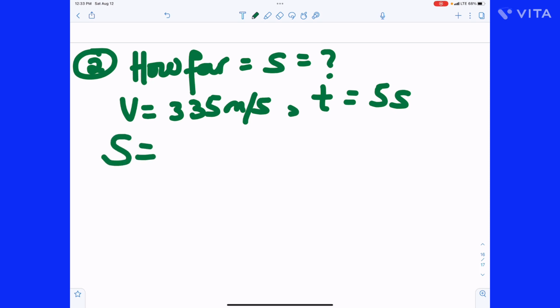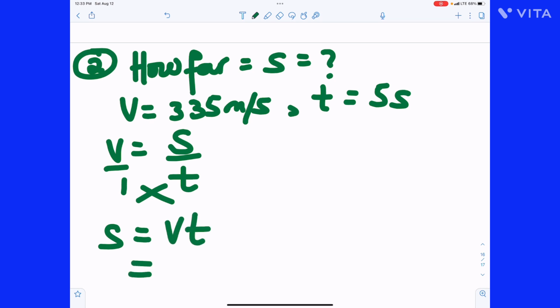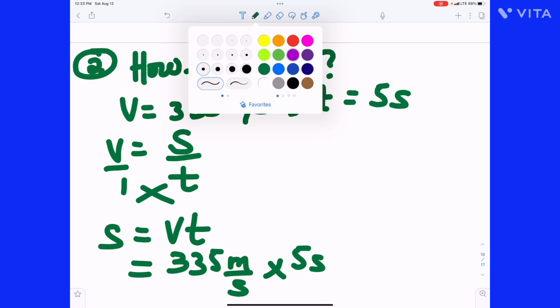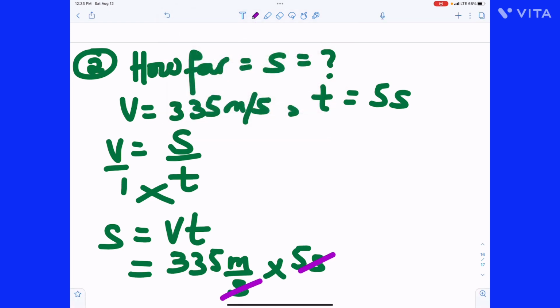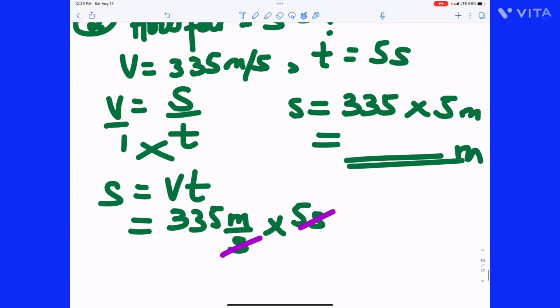From the formula, average velocity is distance over time. If you cross multiply, S is VT. So your distance traveled is 335 meters per second times 5 seconds. That gives you 335 times 5, and you get your answer in meters. That's the answer to question 2. Let's go to the next question.